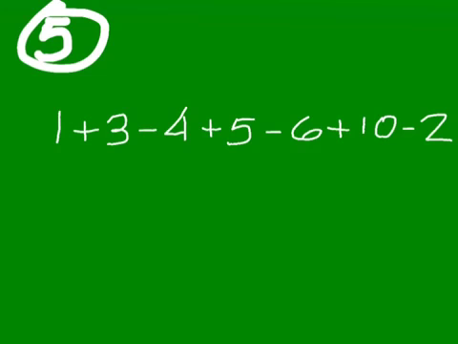Number 5. Okay, I think everyone got this right too. 1 plus 3 is 4, 4 minus 4 is 0, 0 plus 5 is 5, minus 6 is negative 1, negative 1 plus 10 is positive 9, and 9 minus 2 is 7. So you just go through this whole entire line. I think everyone did that.